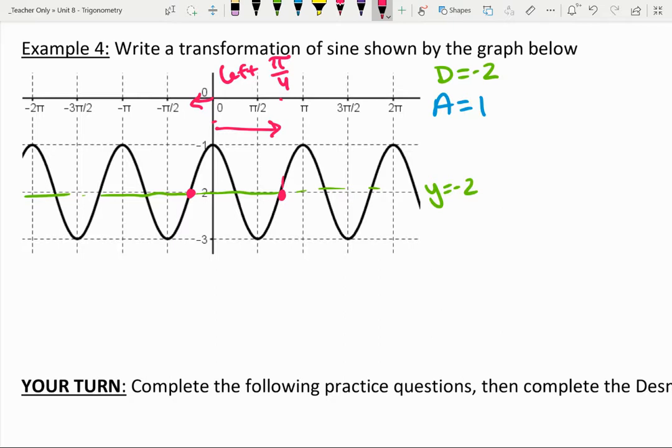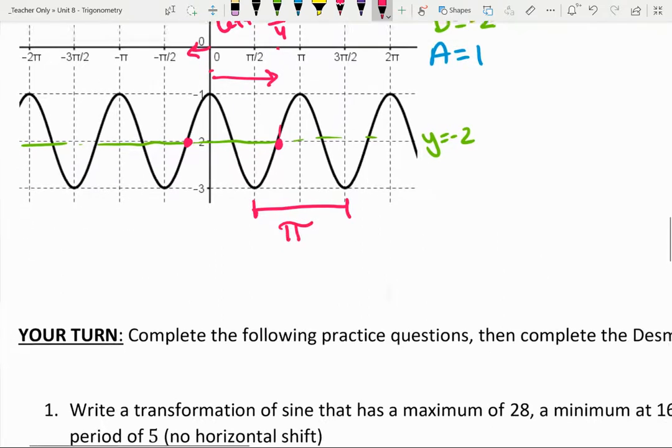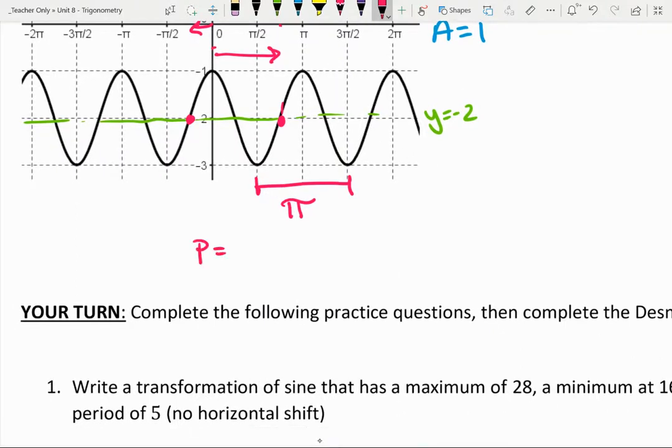And then the last thing I need to do is I need to identify the period of the function. So I'm going to go from minimum to minimum here. And it looks like our period, one cycle, goes from pi halves to 3 pi halves, which is a distance of pi. So if the period is pi, which is supposed to be equal to 2 pi over b, we could again do some manipulation here, isolate b, and we would get a b value of 2, which makes sense because 2 pi divided by 2 would leave us with pi.